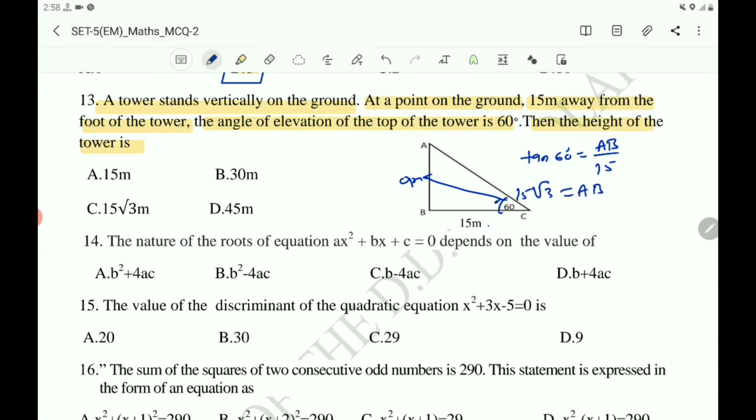Do the cross multiplication. 15 comes here. 15 root 3 is equals to AB. AB is equals to what? 15 root 3. What is the answer here? Option C is the answer. Here you must know that tan theta is equals to opposite side by adjacent side.